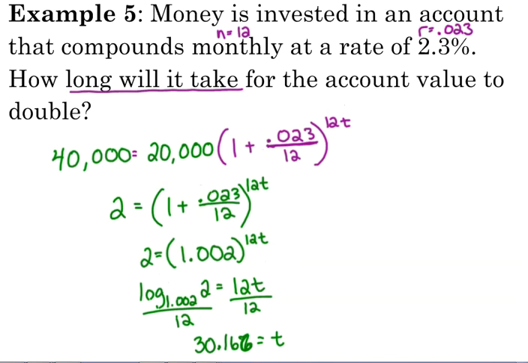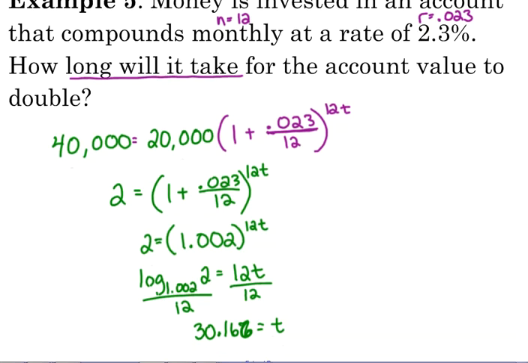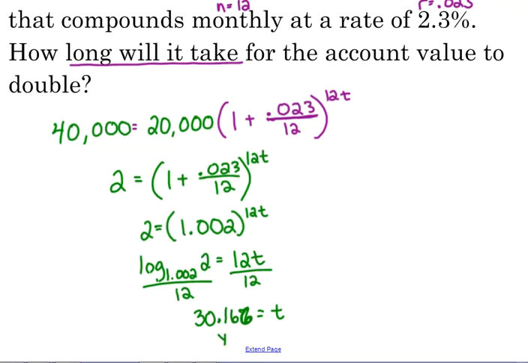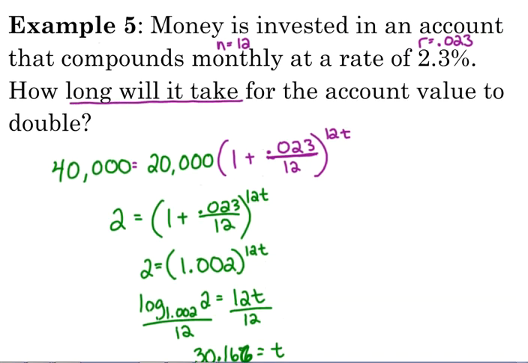What are we talking about here? Months? Years? Years. T is years. Unless that rate was in something else, but T is in years here. So just over 30 years it'll take for it to double if you don't add any money to it.